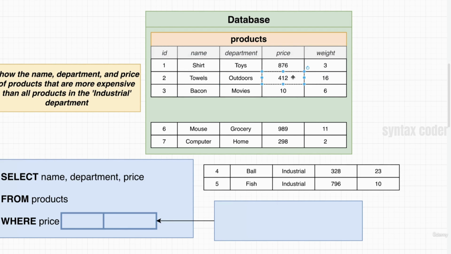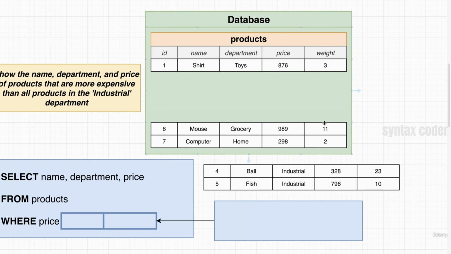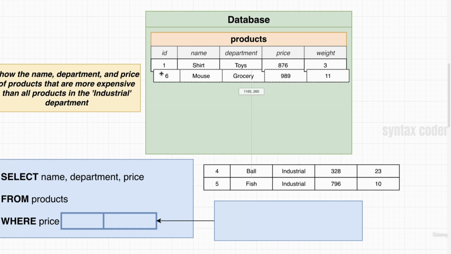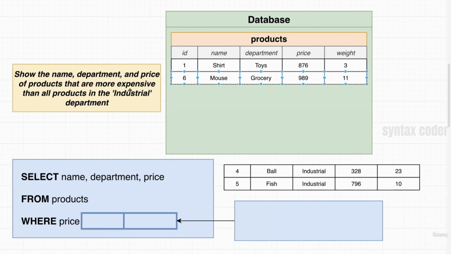The second one has a price of 412, which is not greater than all these different values. So we would dump that. The next one has a price of 10, definitely less than the products inside of industrial. So we'd lose that. The next one has a price of 989, which is greater than both these, so it would stay around. And then finally, 298 is less, so we would dump it. So we are left with just these two rows right here.